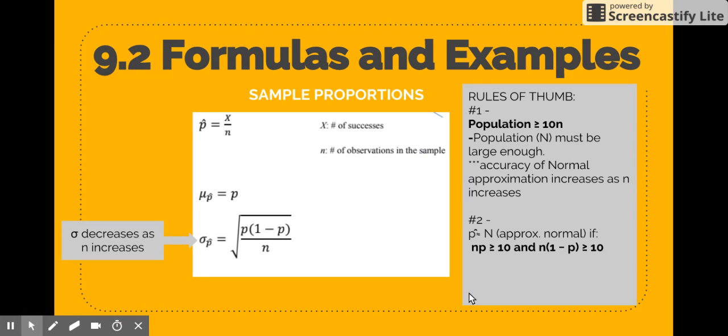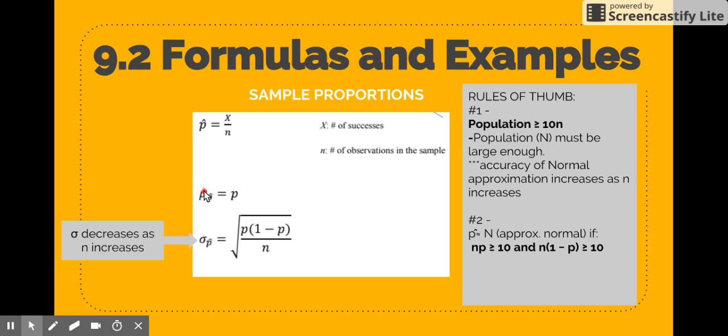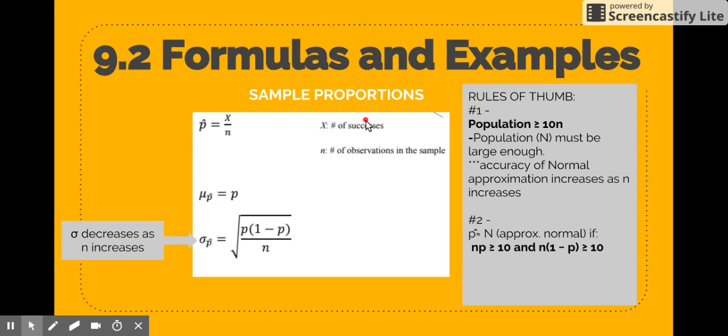Here are 9.2 formulas and examples. So 9.2 was about sample proportions. And below right here, you can see all the formulas to find the proportion p hat, the mean of p hat, and the standard deviation of p hat. And just as a little side note, the standard deviation decreases as n increases. And over here for the formula for p hat, x equals the number of successes and n equals the number of observations in the sample.